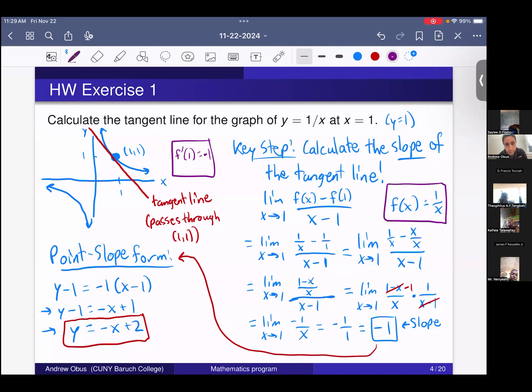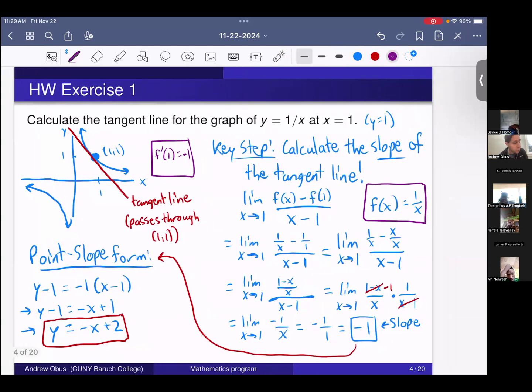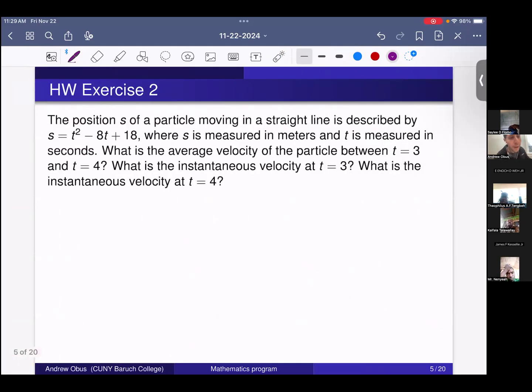Okay, great. So let's look at exercise 2. Same type of question, but now we're talking about physics. We're talking about velocity. So the position s of a particle moving in a straight line is described by this equation.